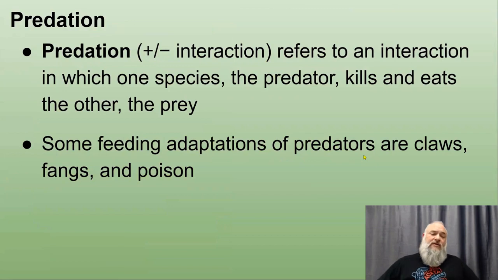Moving on to predation, it's a positive-negative interaction. Obviously, it's positive for the predator, which kills and eats the prey, and it's negative for the prey. And there are a lot of adaptations we see for predators and for prey. Predators evolve to catch and kill, right? So they either evolve to become really fast, or they evolve to become slow and stealthy and camouflaged so they can sneak up on things. But they usually have claws and fangs, maybe some poison.